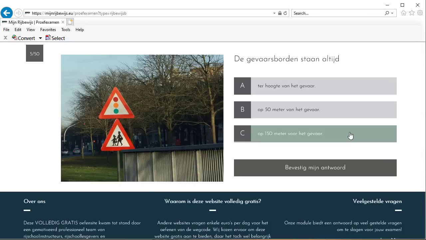So always remember this. When you see a danger triangle or a warning triangle, then the actual thing, like here it says red, there are traffic lights and children crossing, so it will be at 150 meters from here. Okay.